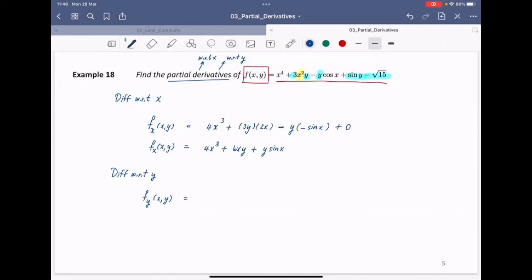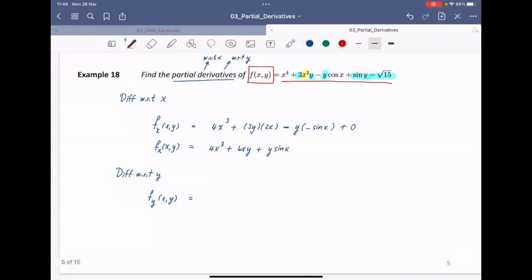Some of you have a question already: why do I differentiate sine y and then I get 0? Well, because y is constant when you differentiate with respect to x. Keep in mind that y is constant, everyone. This is just a number, and when you differentiate a number, you get 0.